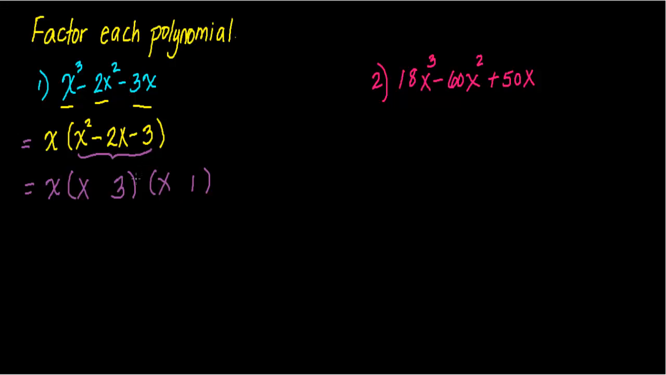Now I have to decide on the sign. If this is negative 3, then either 3 or 1 has to be negative, so that when I multiply them using FOIL, I get back negative 3. I also notice that my 2 here needs to be negative, so that tells me that when I subtract 3 from 1, I need to get negative 2. And the only way that happens is if 3 is negative and 1 is positive. And that's your final answer.